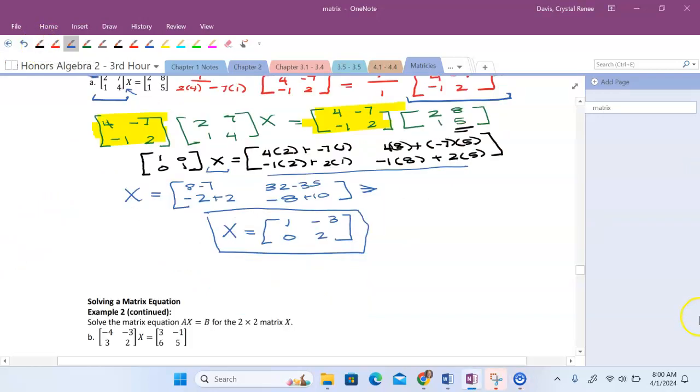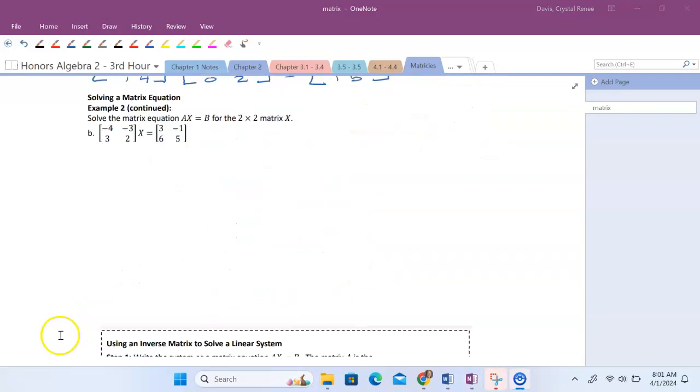Okay, so just to go back of what this represents, remember, if we go back to our original equation here, if I have 2, 7, 1, 4, and then I have X, which I'll solve for, so if I multiply that by 1, -3, 0, and 2, what I would get is the matrix that I want, 2, 8, 1, 5. So that's kind of what that means.